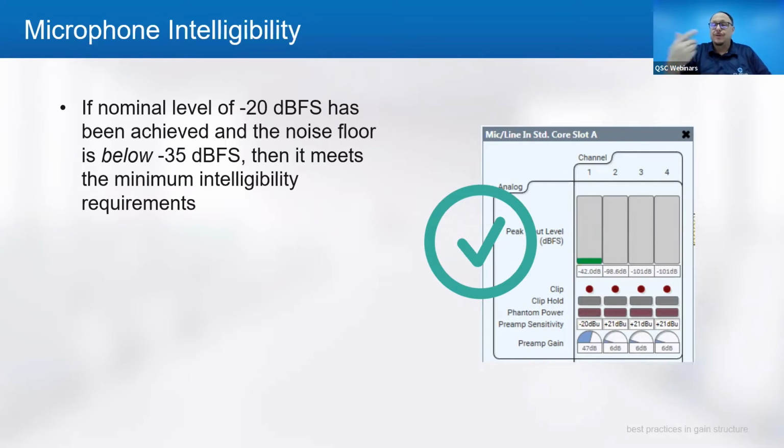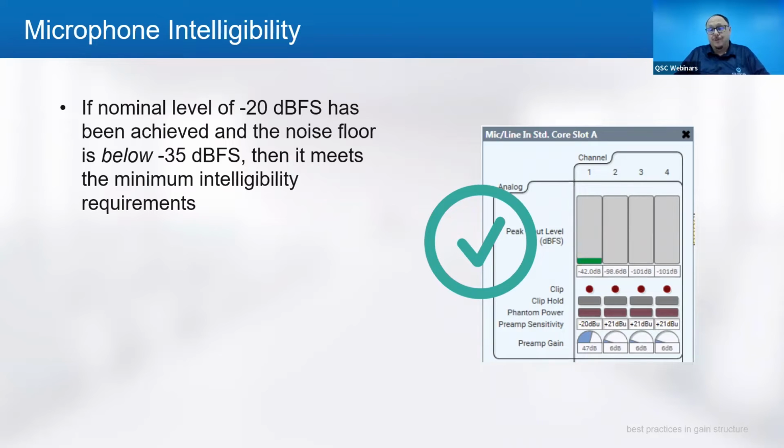While someone's talking, you adjust the preamp input gain up until the level reaches -20, then have the person stop talking. The peak level when the person is silent should be at least -35 dB below. If the signal is greater than -35 when the talker is silent, we're not meeting that intelligibility target.